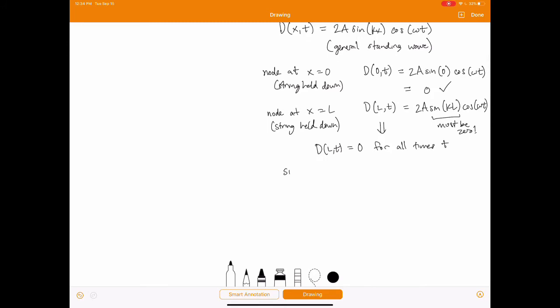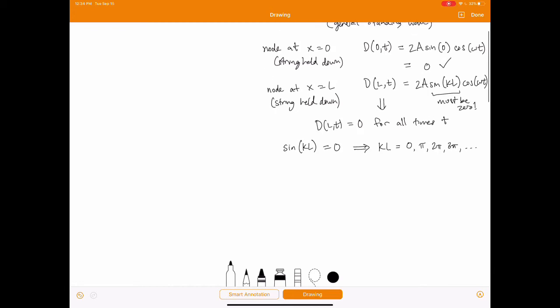So what we have is sine of kl is equal to 0. Now let's think about this carefully. If sine kl is equal to 0, that means kl could be 0, right? Because sine of 0 gives you 0. It could also be pi, since sine of pi gives you 0. It could be 2 pi. Sine of 2 pi also gives you 0. 3 pi also works. I hope you see the pattern here.